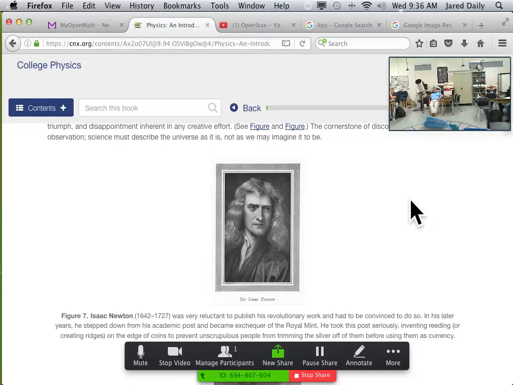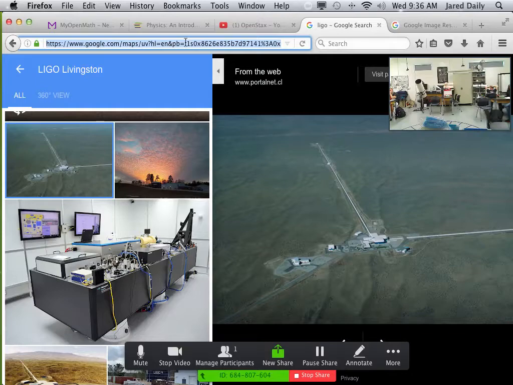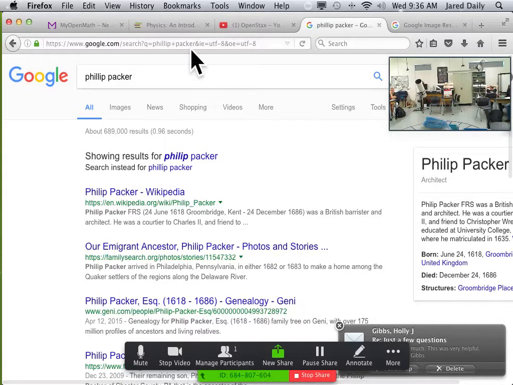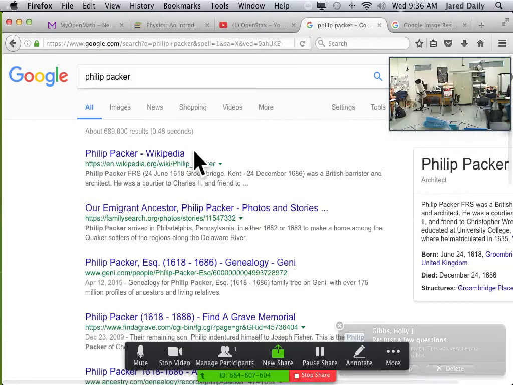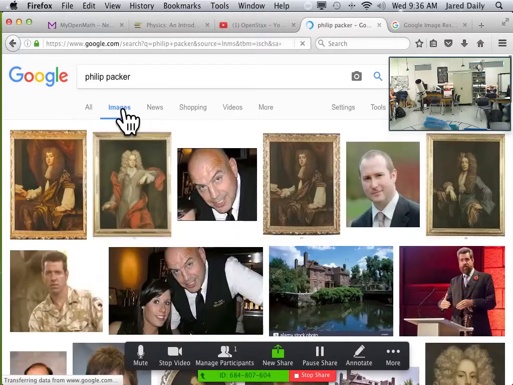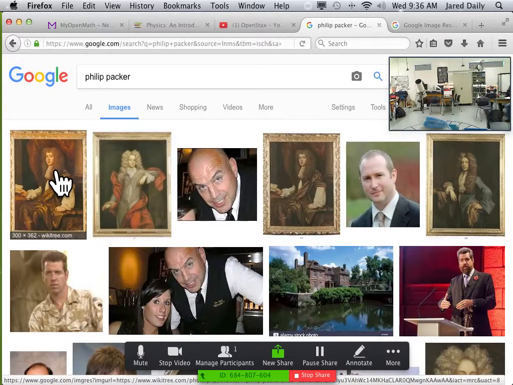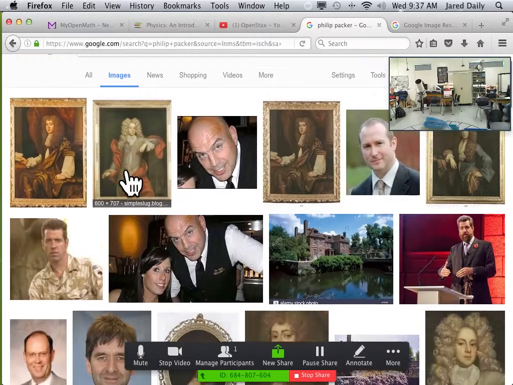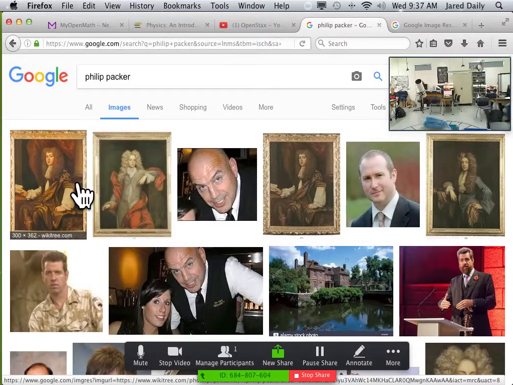Another interesting thing is that one of my ancestors, Philip Packer, knew Newton, very likely, because they were in the same club together. I love mentioning this because it connects me to Newton. I always spell his name wrong. Here's Philip Packer. This is Philip Packer Sr., I believe. This is Philip Packer Jr. He had a son and a grandson named after him, I believe. Isn't that a great wig, though? I just love that wig.